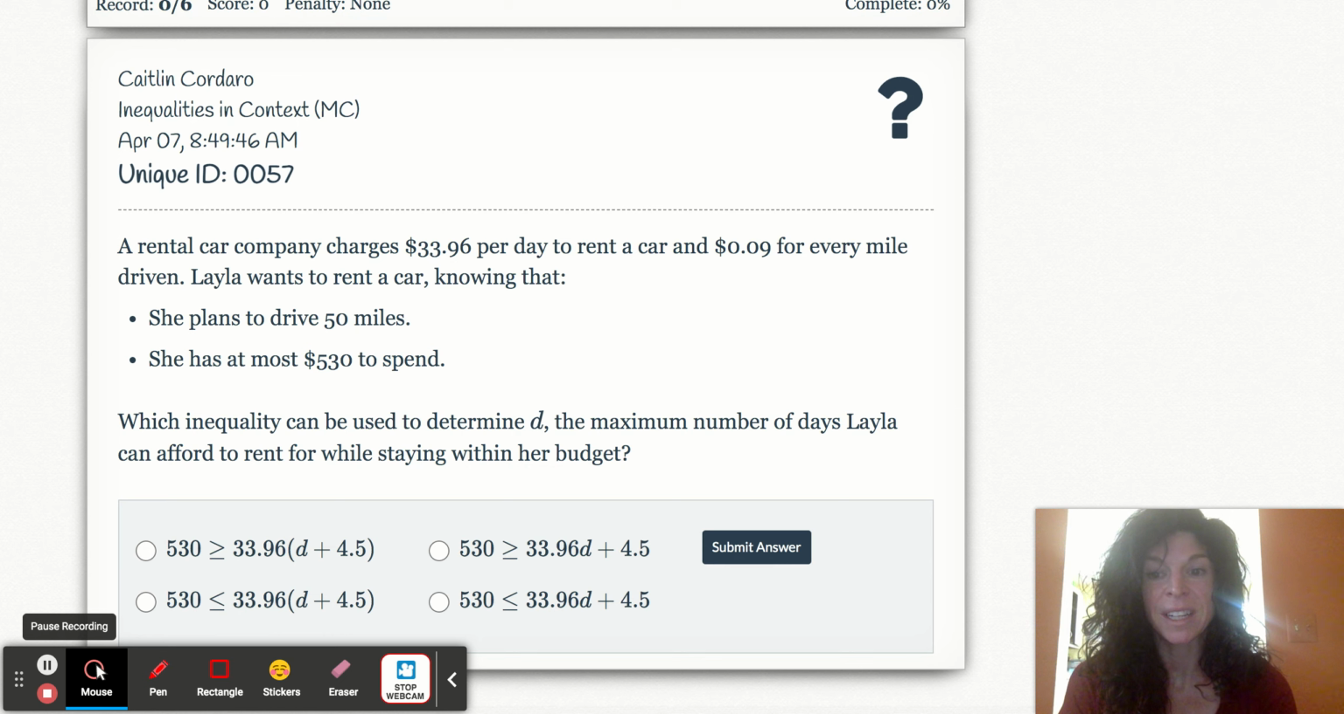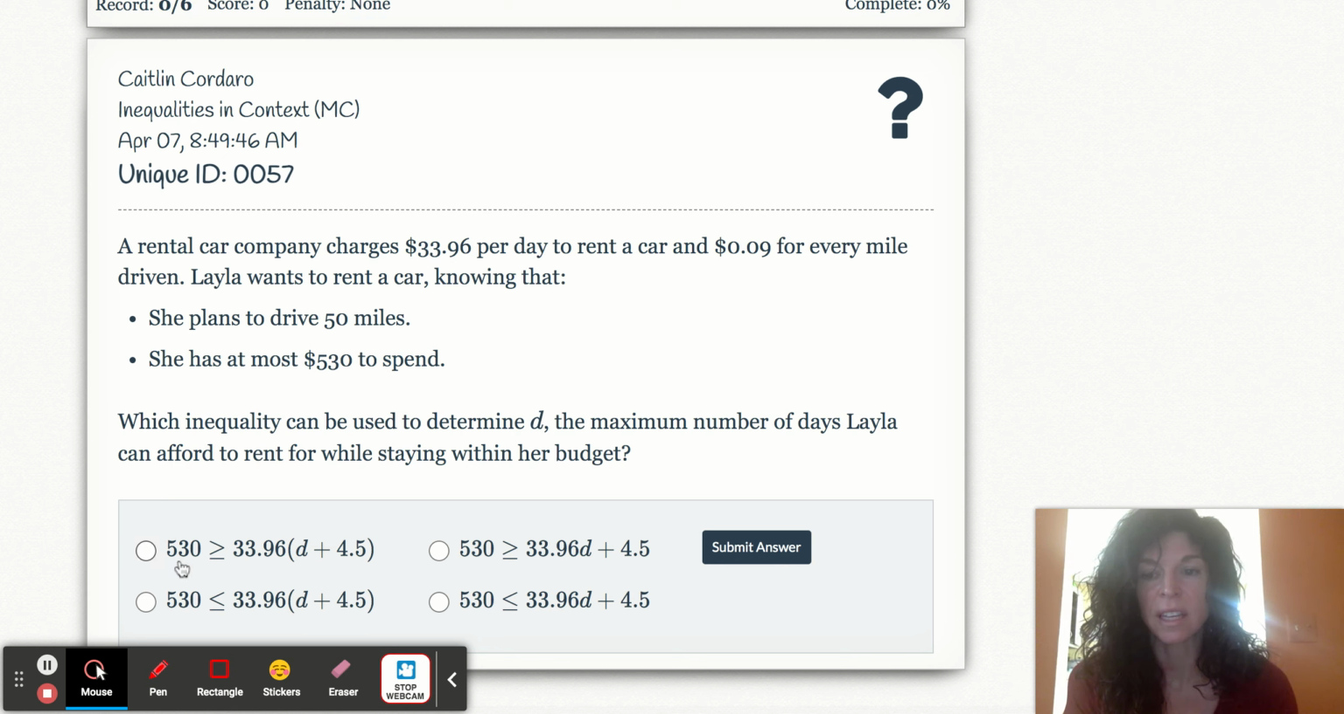This is going to require reading and rereading and noticing and wondering to see which option makes sense for this situation. So a rental car company charges $33.96 per day to rent a car and 9 cents for every mile driven. Layla wants to rent a car knowing that she plans to drive 50 miles and she has at most $530 to spend. So which inequality can be used to determine D, the maximum number of days Layla can afford to rent for while staying within her budget?